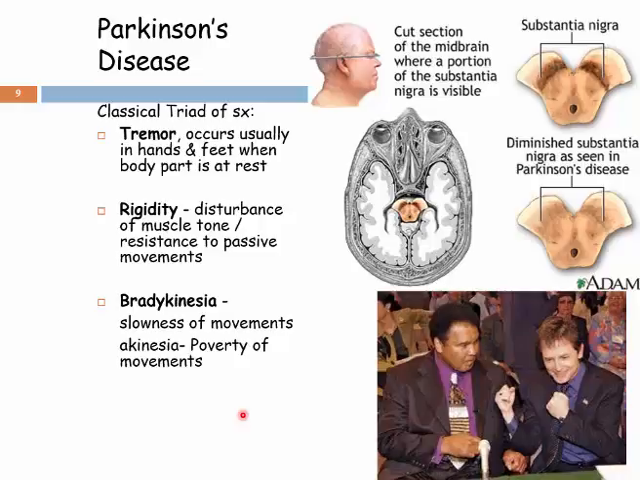Bradykinesia refers to slowness of movements. People suffering from Parkinson's disease have a hard time initiating movement, and movements that do occur are very slow. The cause of Parkinson's disease is unknown, and it got its name from James Parkinson, who first described the disease in 1817. In your slide, you see Muhammad Ali and Michael J. Fox. These are two famous people that suffer the disease.